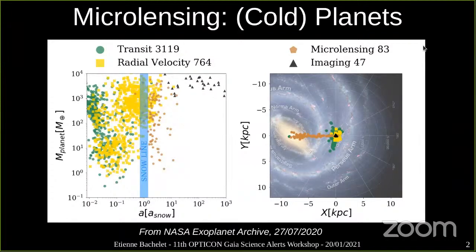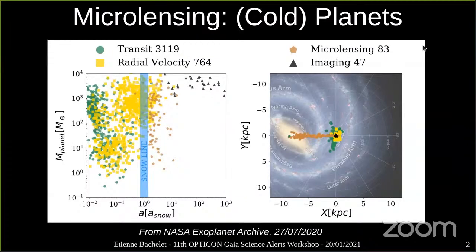And we now have a very good understanding of this planet population. But these methods are less efficient for planets orbiting beyond the snow line, because their sensitivity decreases with orbital distance. But direct imaging and microlensing have their peak sensitivity for planets beyond the snow line.